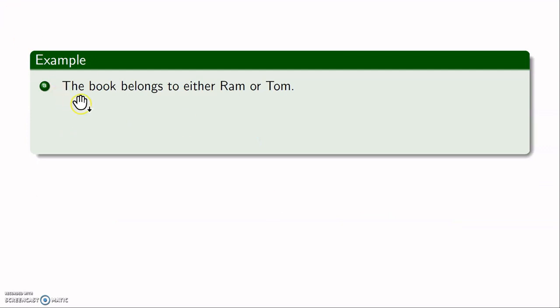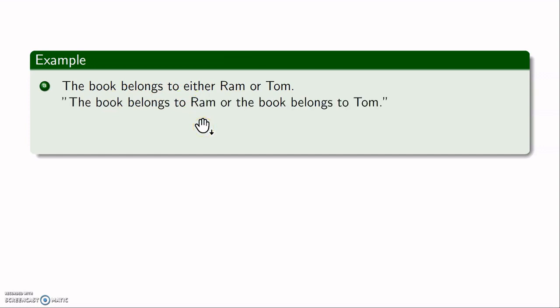Look at this example. The book belongs to either Ram or Tom. Again, this statement can be written in the form the book belongs to Ram or the book belongs to Tom. Here the two statements are joined using the word or.